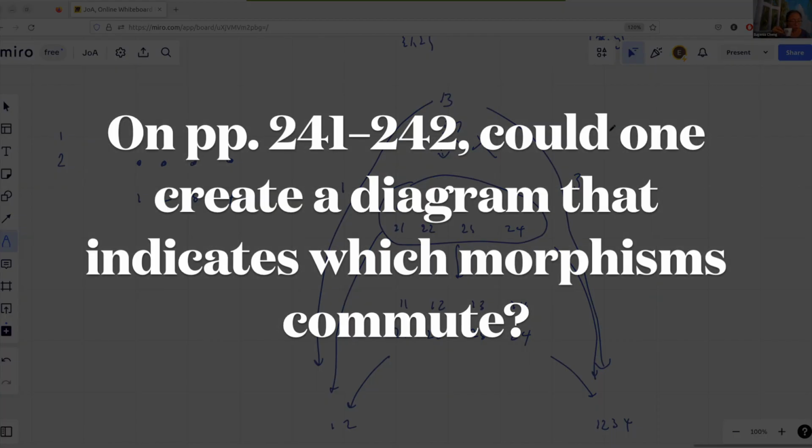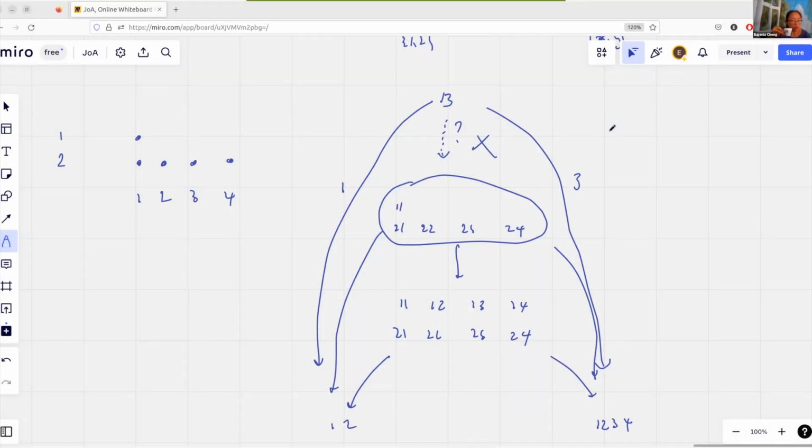Page 241 to 2. Could one create a diagram that indicates which morphisms commute? If not, how would one make up for it? So page 241 to 2 is the diagram about building up several diagrams with different parts that commute. So here's the thing. When you're drawing diagrams in category theory, typically one tries to only draw diagrams that commute. Or what you do is you draw a diagram that you think is going to commute, and then you fill it in showing that it does commute.